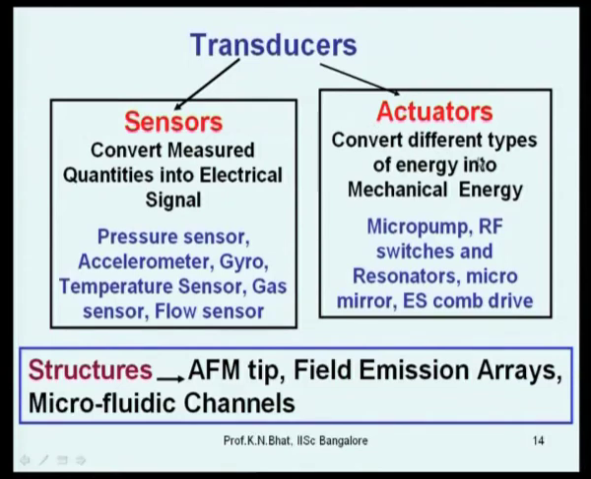Actuators, which convert different types of energy into mechanical energy, that is the correct definition of actuator. Micro pump, RF switches, resonators, micro mirror, very small mirrors. Comb drives, all these are actuators, and we will discuss some of those aspects also in the subsequent lectures. Structures, as I pointed out, AFM tip, field emission arrays, microfluidic channels. Field emission arrays are nothing but a number of fine tips arranged together side by side, made use of in electronics.